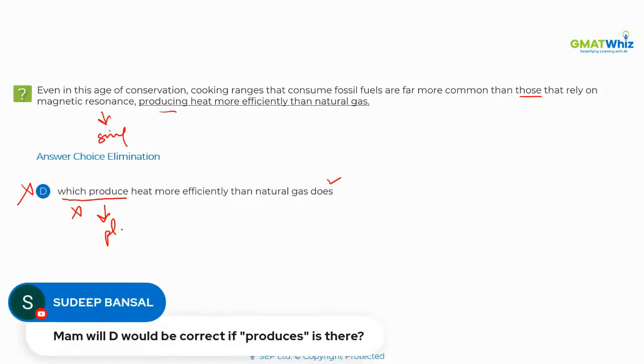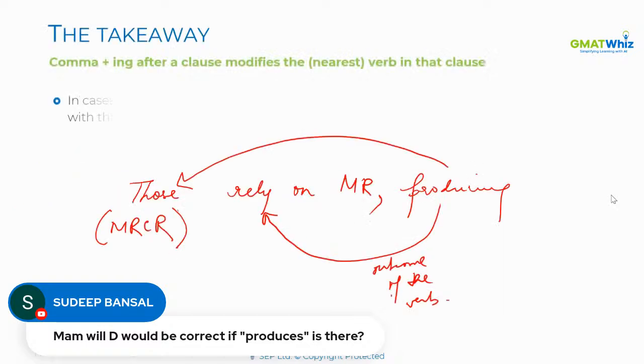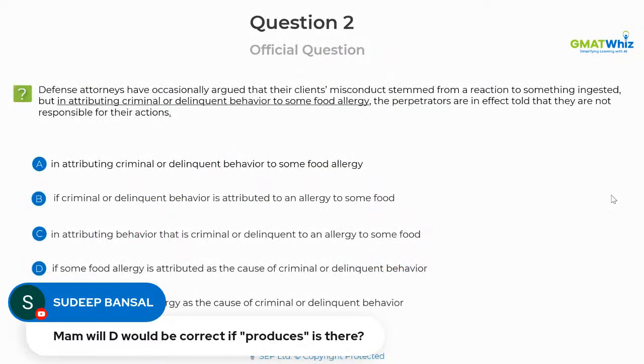Okay, let me quickly take you to the next question and our next takeaway. So this is one of the most common usages. If you have a comma plus ing after a clause, the comma plus ing will modify the nearest verb and will also make sense with the subject of that clause if the subject is the doer of that verb. Here comes the next question, guys, where we'll discuss yet another usage of the comma plus ing.